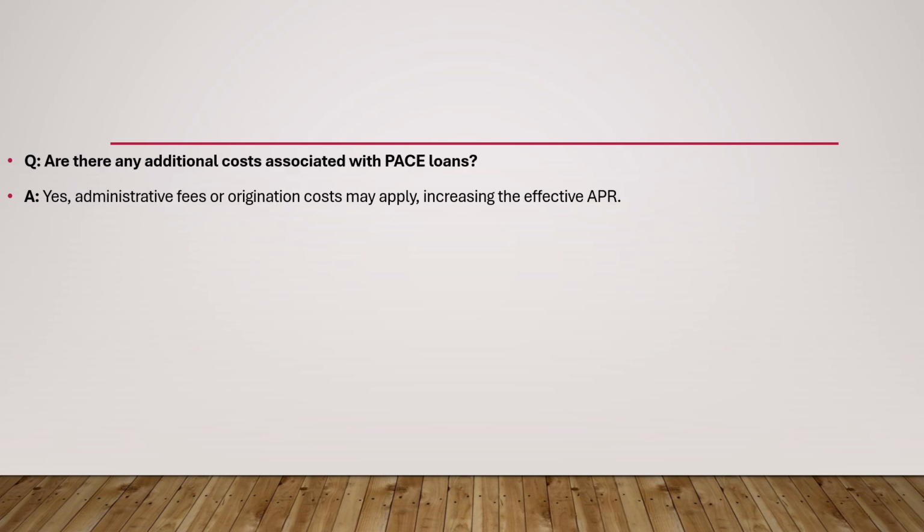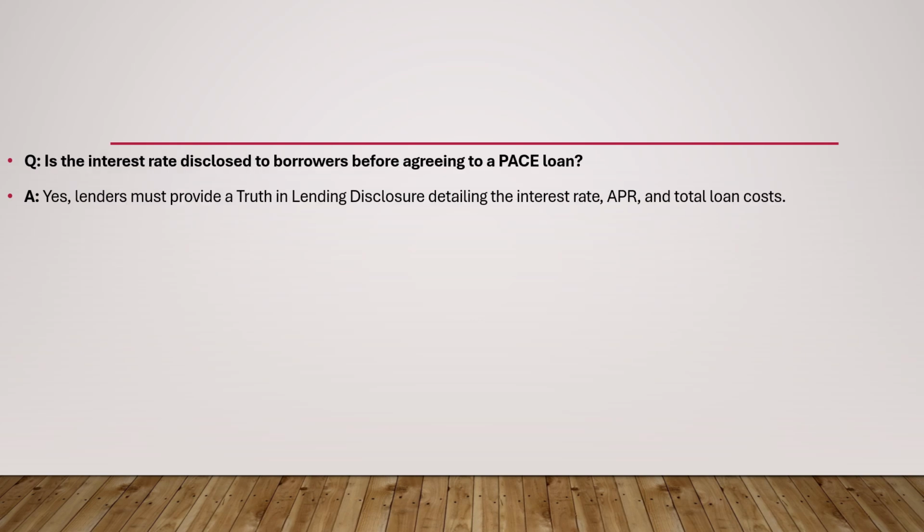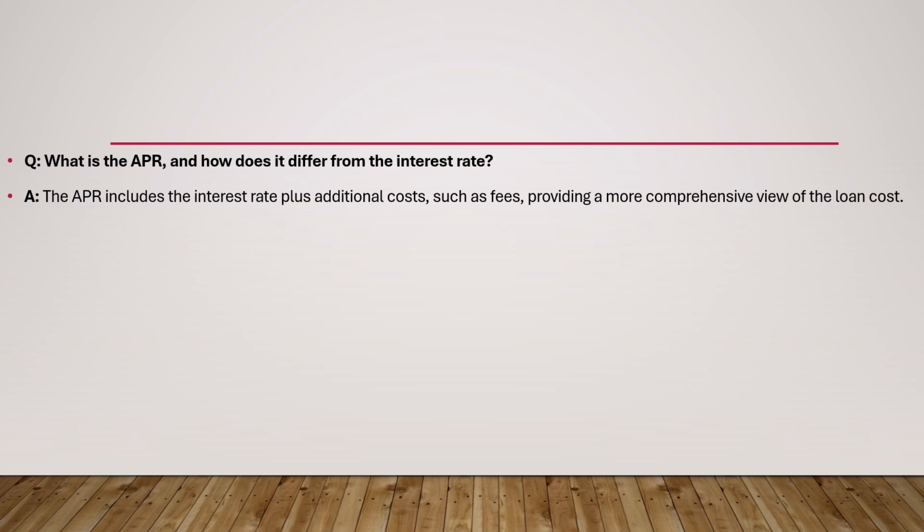Are there any additional costs associated with PACE loans? Yes, administrative fees or origination costs may apply, increasing the effective APR. Is the interest rate disclosed to borrowers before agreeing to a PACE loan? Yes, lenders must provide a truth-in-lending disclosure detailing the interest rate, APR, and total loan costs. What is the APR, and how does it differ from the interest rate?